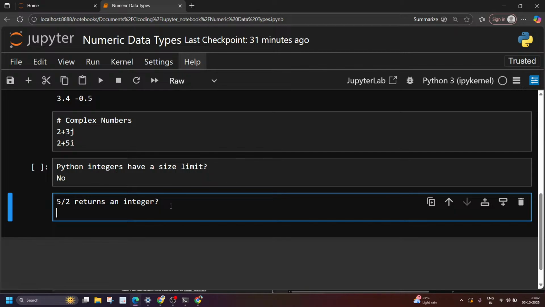I think you all are not active in today's class. I can't see the messages in the chat. This is a very simple and easy topic. You all should reply. Does 5 divided by 2 return an integer? Answer in yes or no in the chat.